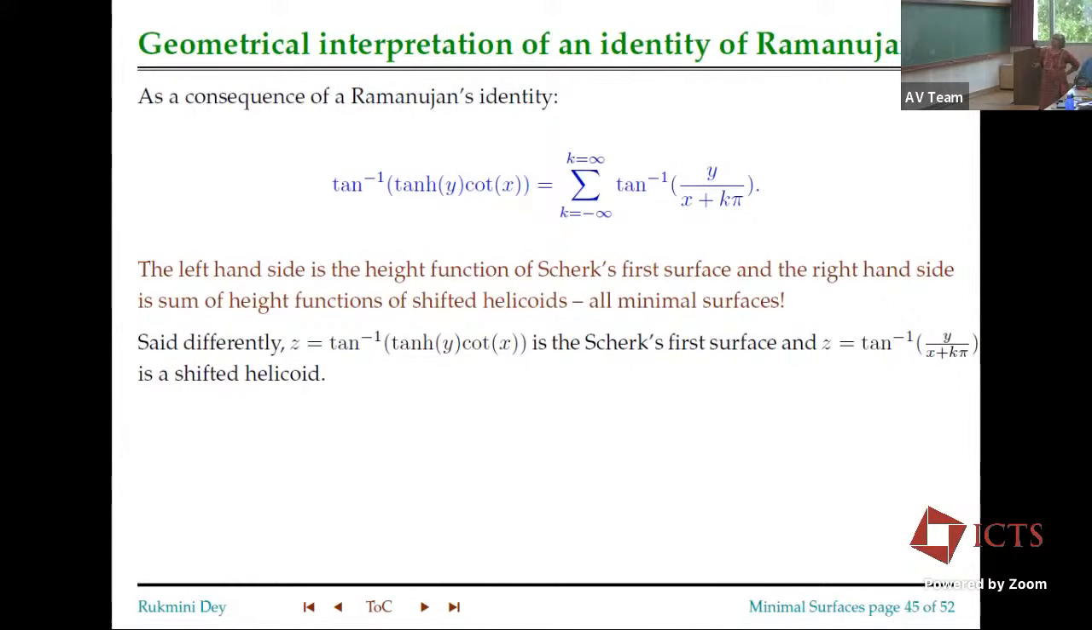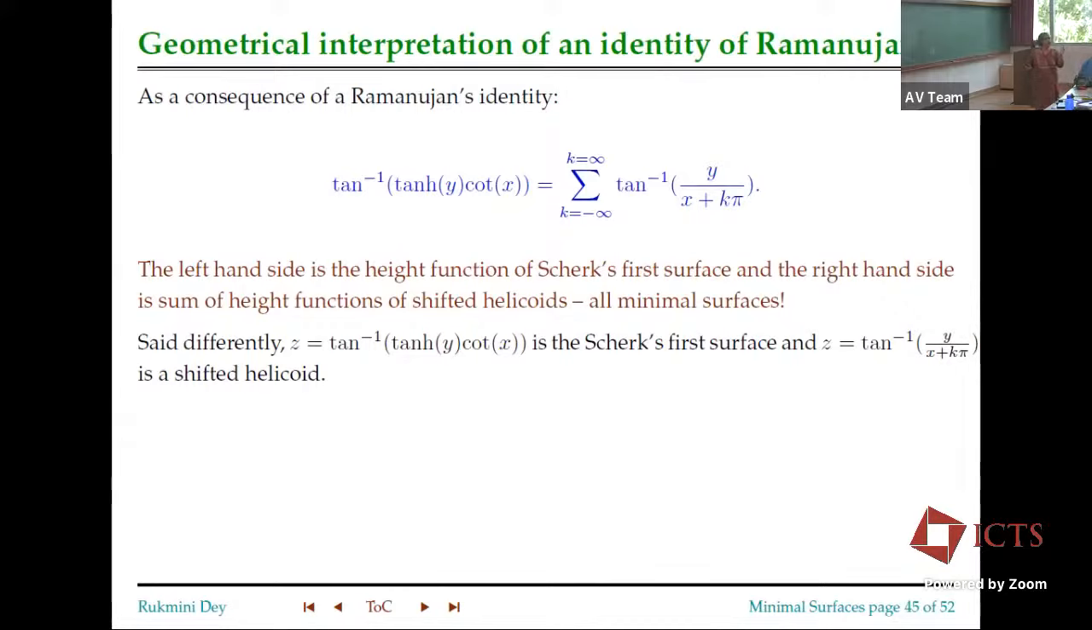Now this z is equal to tan inverse tanh y cot x. This is the Scherk's first surface, the red one. And tan inverse y by x, you know what it is? You have seen? Z is equal to tan inverse y by x? Yeah. The helicoid, right? That was the helicoid. And all you did was to shift the helicoid by k pi. K pi is just a constant.